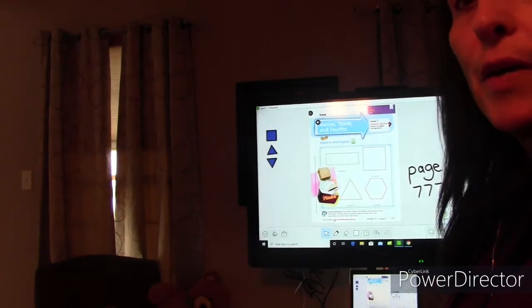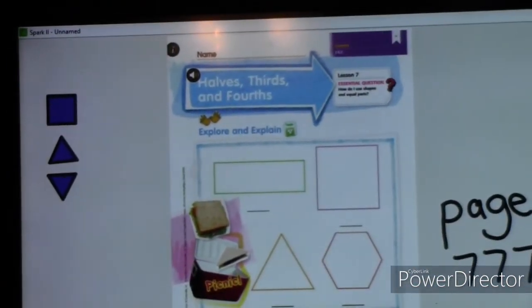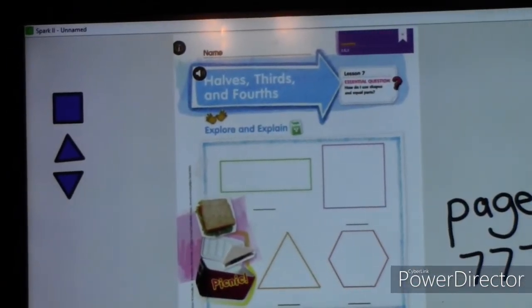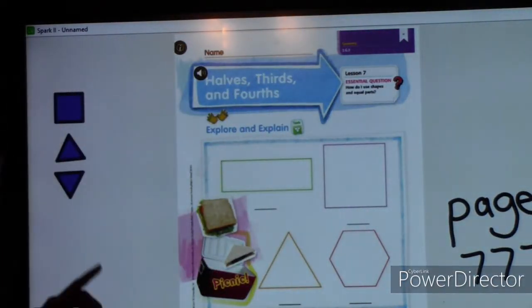All right, so today in our workbook, we're going to be working on page 777. And on page 777, they ask us to fill those shapes with other shapes in equal amounts. So at the top, we have a big rectangle. We are going to fill that rectangle with squares. If we were at school, you would be using the cubes that we have. You're going to have to just freehand draw those in. Try to make them as equal as possible.